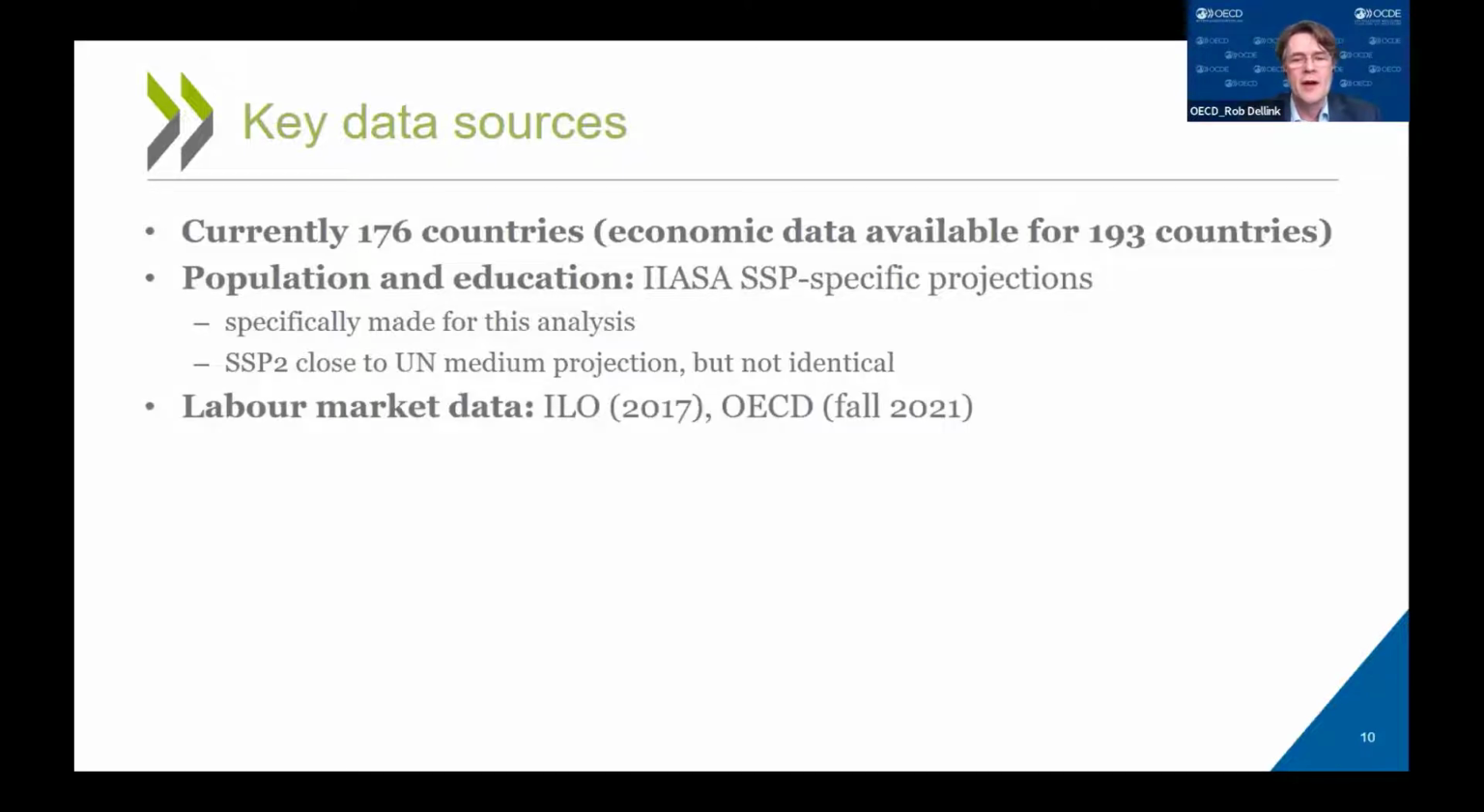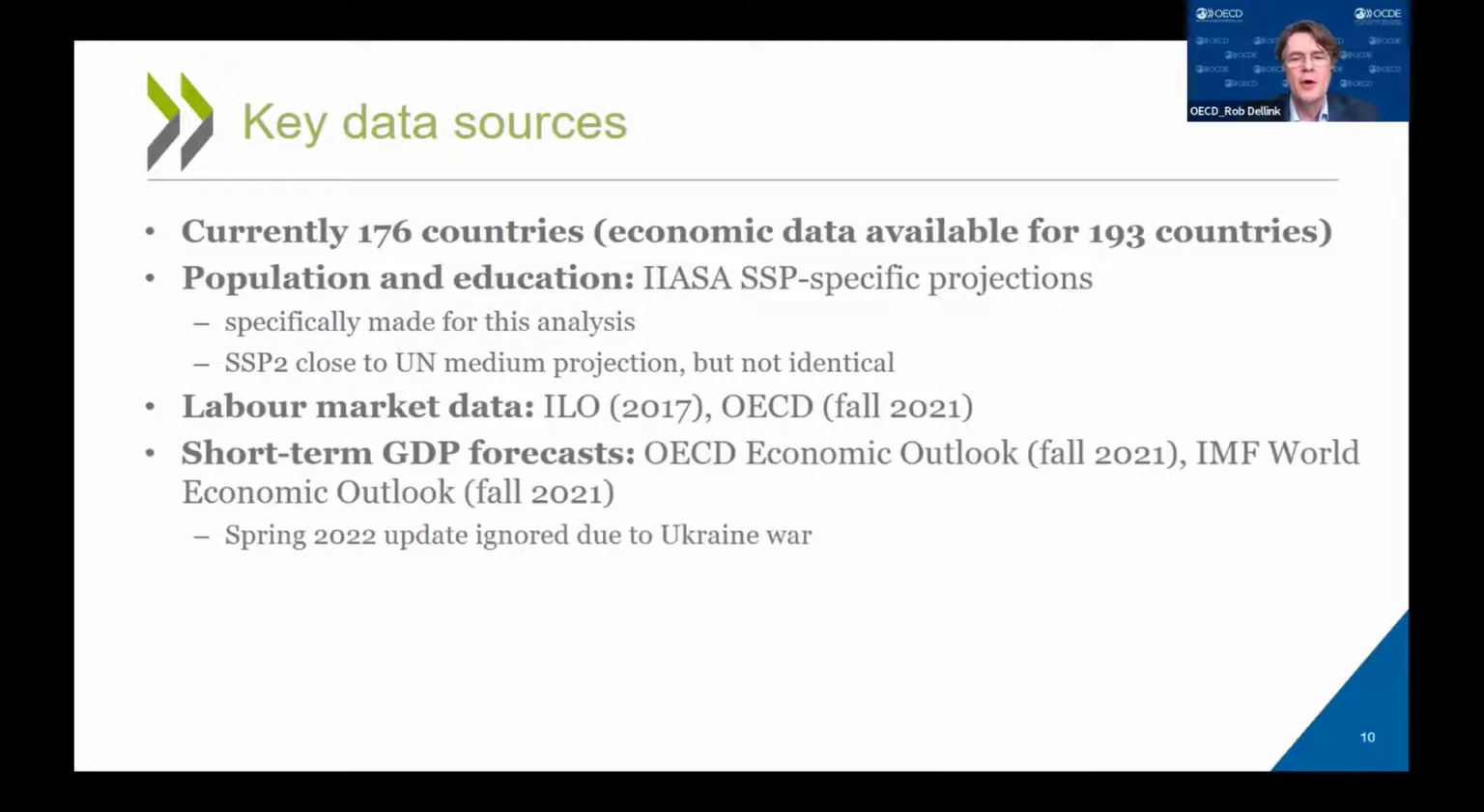Labor market data come from the ILO and OECD. We have short-term GDP forecasts that we use as the basis. So what we're saying with these SSP scenarios is that in the short run, we just use whatever the IMF and OECD forecast for the coming 3 to 5 years. We use that as a starting point, and then we start differentiating across the SSPs. So there's no jump in 2022 across these scenarios because they all use the same short-term forecast.